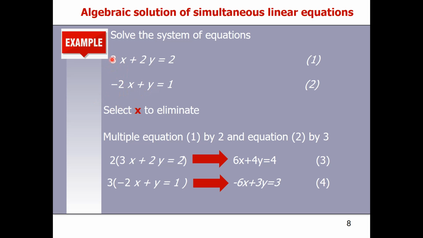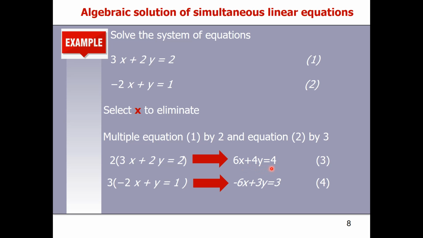So the best way to do is you multiply the first equation by 2 and you multiply the second equation by 3. Okay, you swap the coefficients here. So the first equation will be multiplied by 2. You will get 2 times 3x plus 2y equals 2. Multiply 2 by the whole equation, you will get equation number 3: 6x plus 4y equals 4.